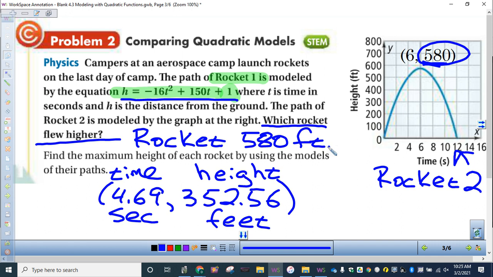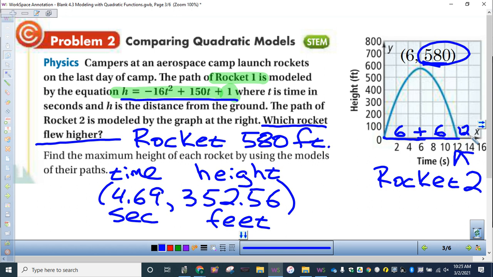So looking at rocket 2, how long did it take to reach the max height? 6 seconds. How long did it take to hit the ground? 12 seconds. Right? So that's 6 from here to here, and the second 6 from here to here. So how long did it take to hit the ground? 12 seconds. So just realize that. Multiply the x value by 2. Exactly. Multiply the time by 2.